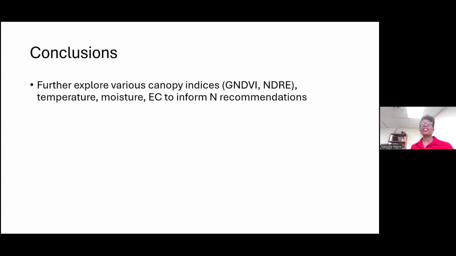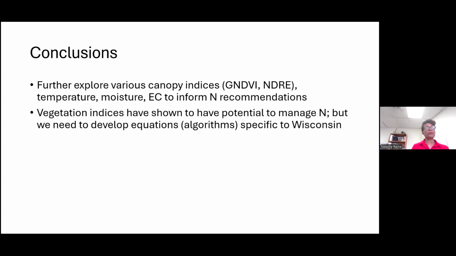All right, so where are we at? I call this conclusions, but it's basically just next steps, right? As I mentioned, we'll further explore not only canopy indices, but also temperature, moisture, and electrical conductivity, all to inform our nitrogen recommendations. So vegetation indices show potential, but our need here in Wisconsin is to develop Wisconsin-specific algorithms. It's great that it worked in places like Kansas and Oklahoma, but we need to bring it here and we need to start somewhere, okay?